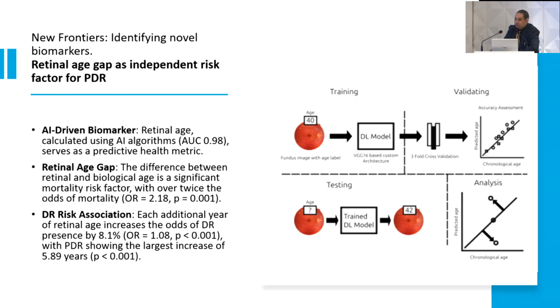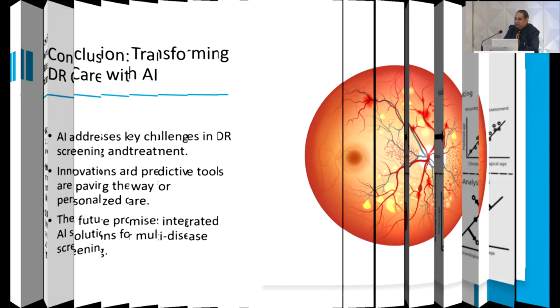Yes, mortality was one of the things. We had a 4-year follow-up of these subjects, and if the retinal age gap was more, they had twice the risk of mortality over 4 years. However, we also showed that this age gap is an independent risk factor for progression to proliferative diabetic retinopathy.